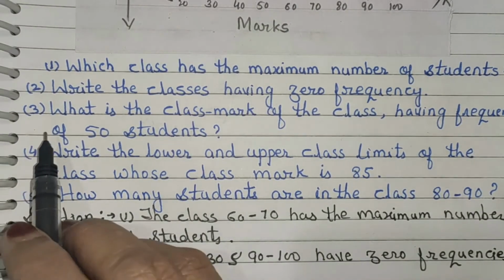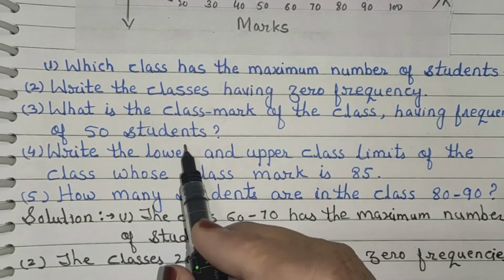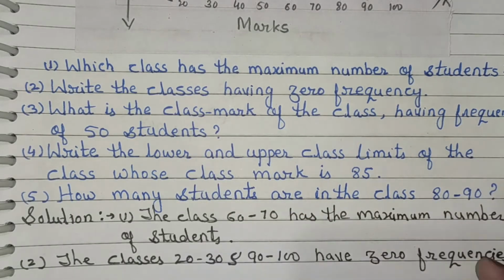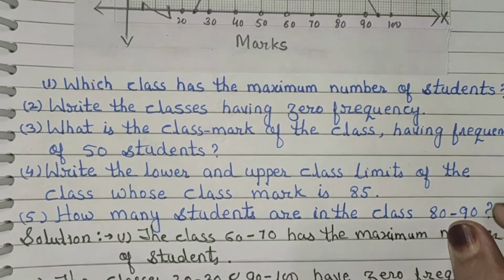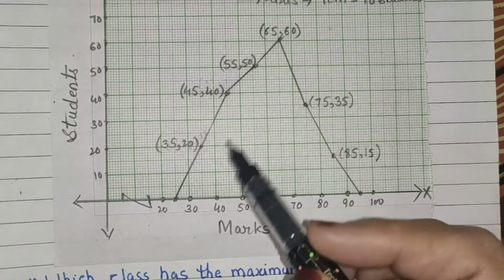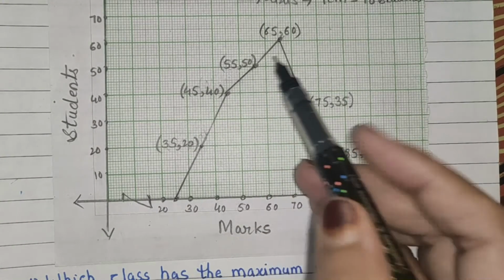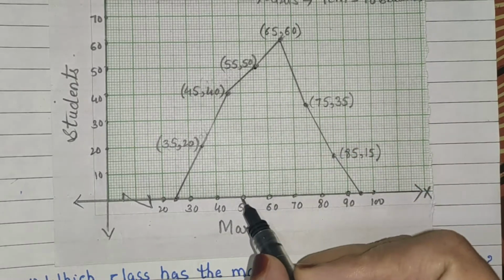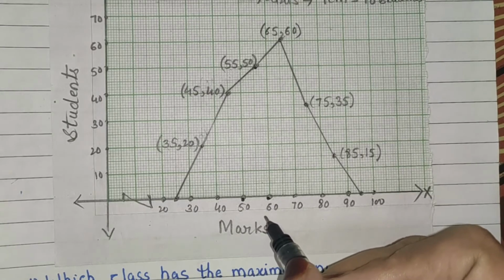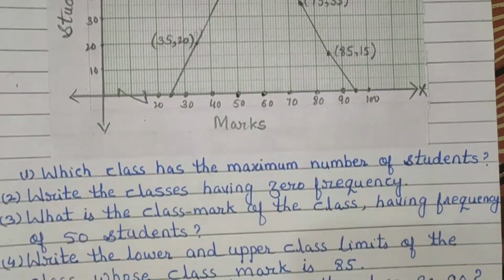Now third question is what is the class mark of the class having frequency of 50 students? Now first find out the class having frequency of 50 students. Now look at here, frequency polygon. 50 students, look at here, y coordinate. Here it is 50 students. Now it is in between 50 to 60 class. Therefore the class mark is 55. Now write down the answer here.